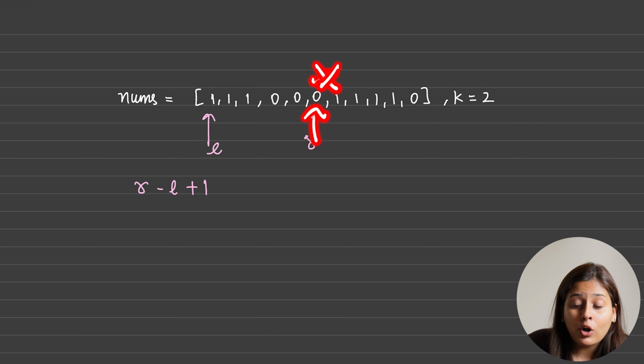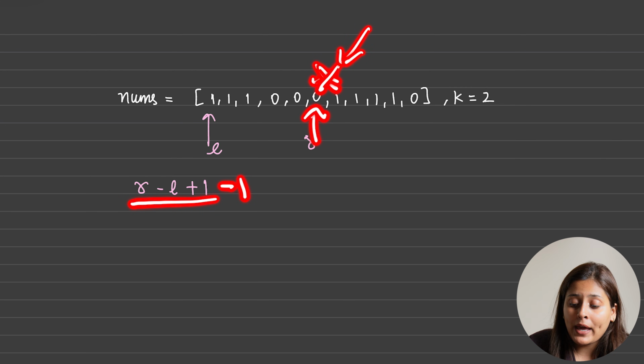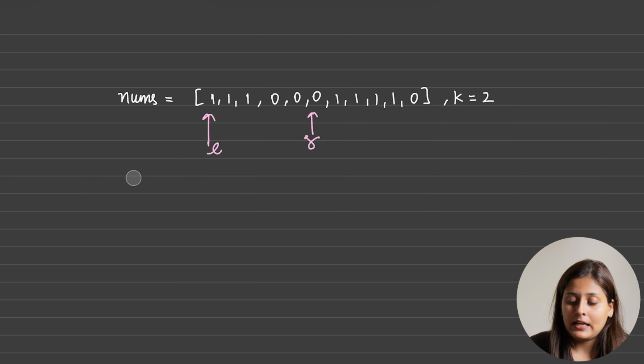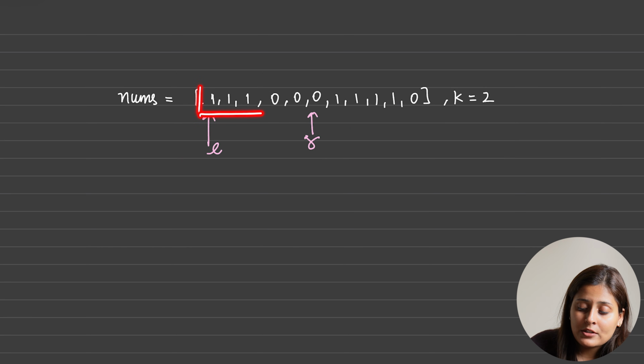So this 0 we should not have taken. Hence, the total length will be right minus left plus 1, and minus 1 for this right index because this is not the valid one. So minus 1 and plus 1 will cancel out, and we can calculate the total length just by right minus left. Correct? Yes. Now we have got our first length, which means from left to this point.